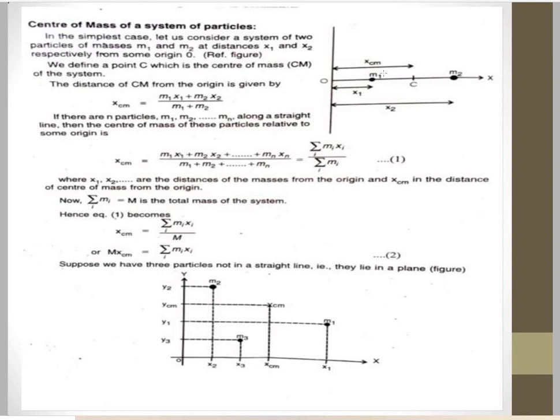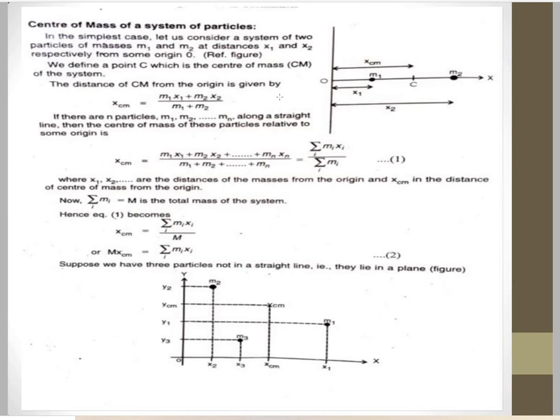Suppose for example, let us consider particles m1 and m2 placed in the x direction. In the simplest case, let us consider a system of two particles of mass m1 and m2 at distances x1 and x2 respectively from the origin. This is the origin, and the position vector of mass m1 is x1 and the position vector of mass m2 is x2. We know that the center of mass will be in between m1 and m2. So this is the center of mass C, and the position vector is xcm. So the position vector of the center of mass can be written as m1 x1 plus m2 x2 divided by m1 plus m2.